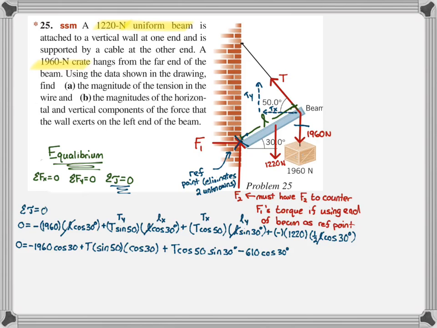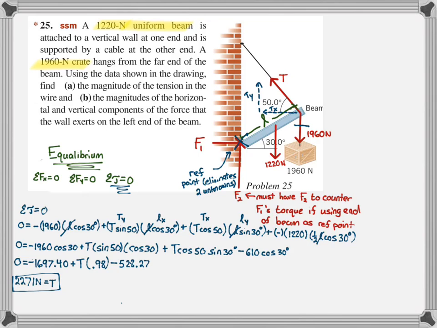Now this looks much more complicated than it really is, because since we know all the angles, we can plug sine and cosine into our calculator and get real numbers, which makes it cleaner. Once we summarize everything, it's T sine of 50 cosine 30 plus T cosine of 50 sine 30, which equals T times 0.98. 610 cosine 30 is 528.27, and 1,960 cosine 30 is 1,697.40. We clean that up a bit more, and we find that the tension is 2,271 newtons. So we've managed to solve for tension.